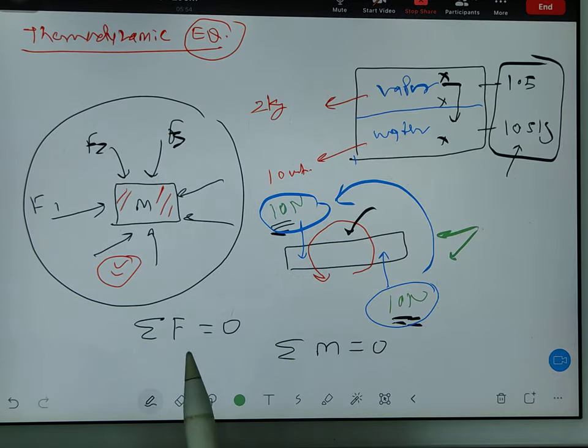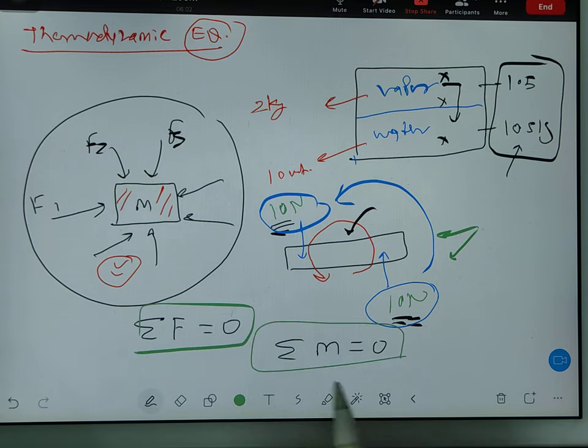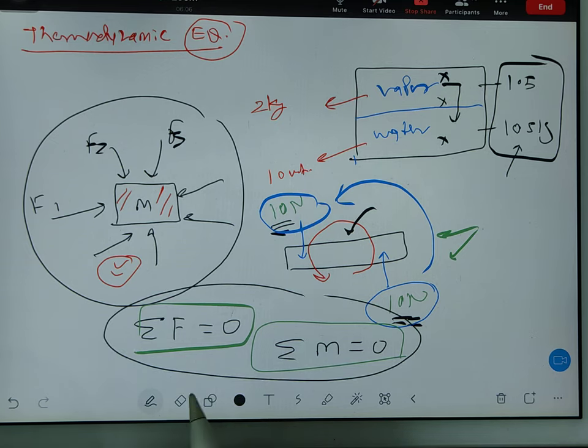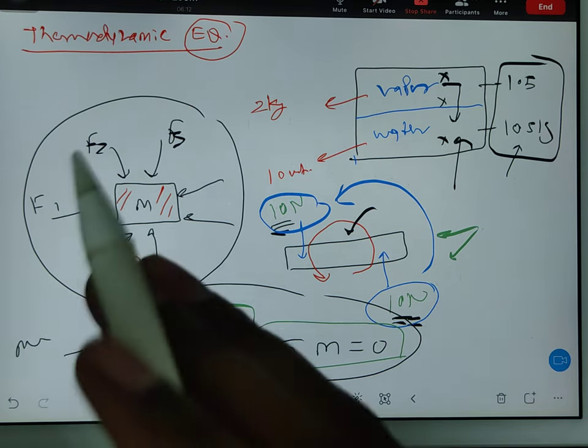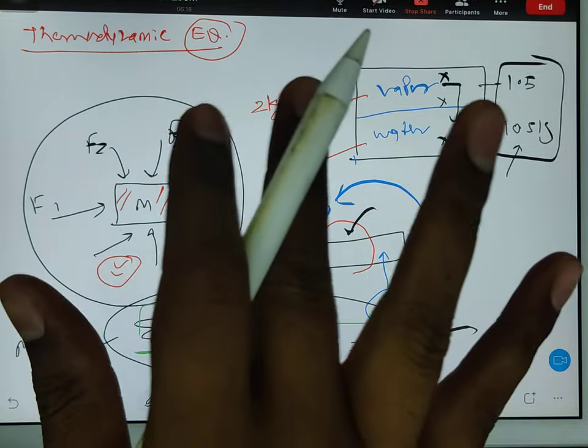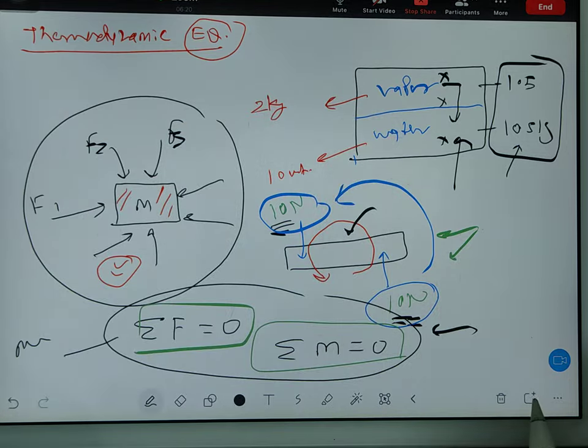So I was saying that this force should also be zero and this moment should also be zero. So if both are zero, finally, then we say mechanical equilibrium. So in this example, I gave a different type of equilibrium. So actually there are a total of four equilibriums we have to discuss, and I'm changing the page.